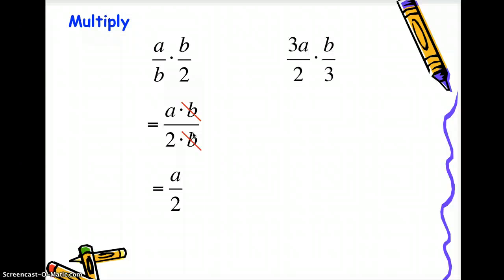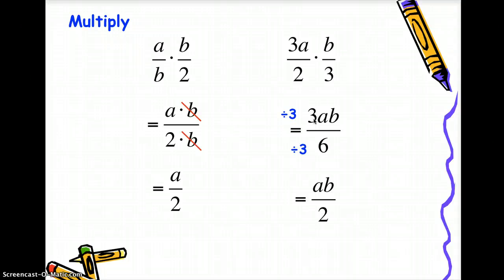Another example, we have 3a over 2 times b over 3. You're going to multiply across. So 3a times b is 3ab. 2 times 3 is 6. Let's take a look if we can still simplify, and we can divide the numerator by 3 to make it smaller, and if you divide the numerator by 3, you also have to divide the denominator by 3. So the simplest form is ab over 2.